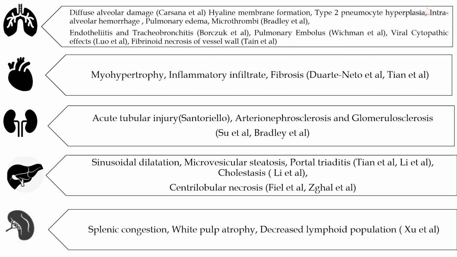Next, the liver. The liver findings in our study, sinusoidal dilatation, microvascular steatosis, and portal triaditis, were also seen in the study by Tian and Wee. Cholestasis, which was also seen in our study, is rare but was seen in the study by Wee. Centrilobular necrosis was not seen in our study but was seen in a study by Fiel and Zigal. The spleen showed splenic congestion, white pulp atrophy, and decreased lymphoid population, which were also seen in a study by Su.